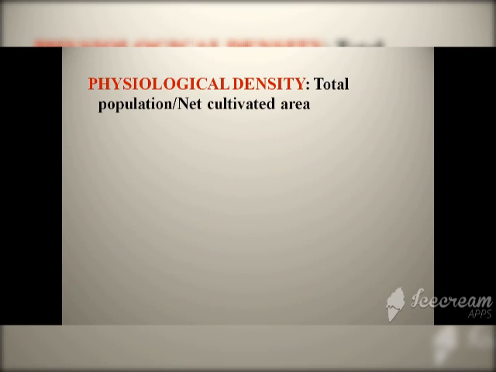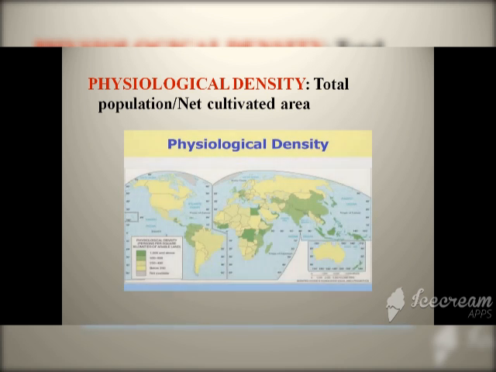Now next, physiological density. When we say density, there are two types of density: one is physiological density, another is agricultural density. So physiological density is what? It is the total number of population living per net cultivated area. That means we calculate only the cultivated area, not the uncultivated area. Now if you see this map, it will be clear to you.